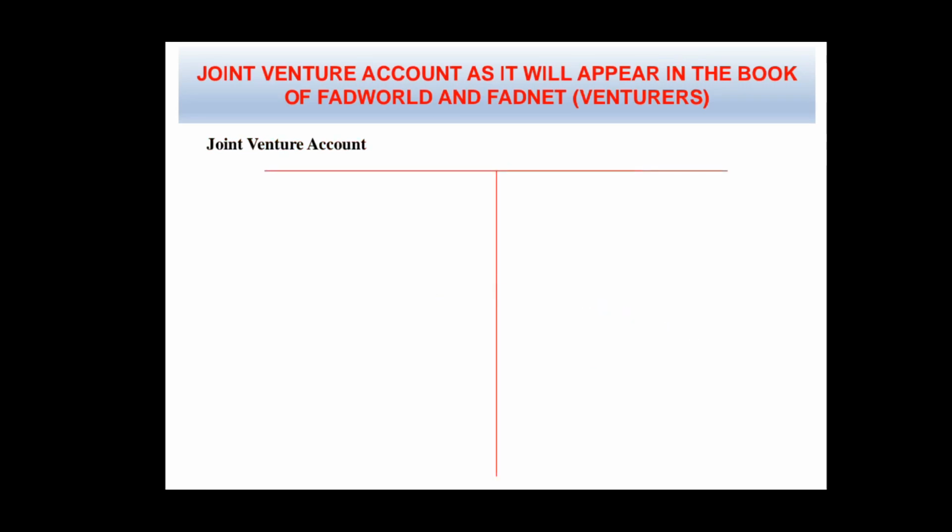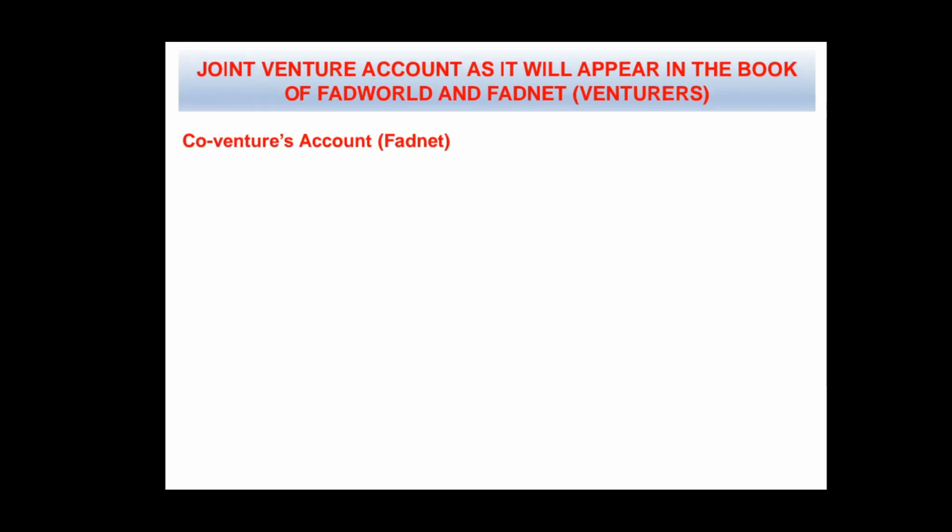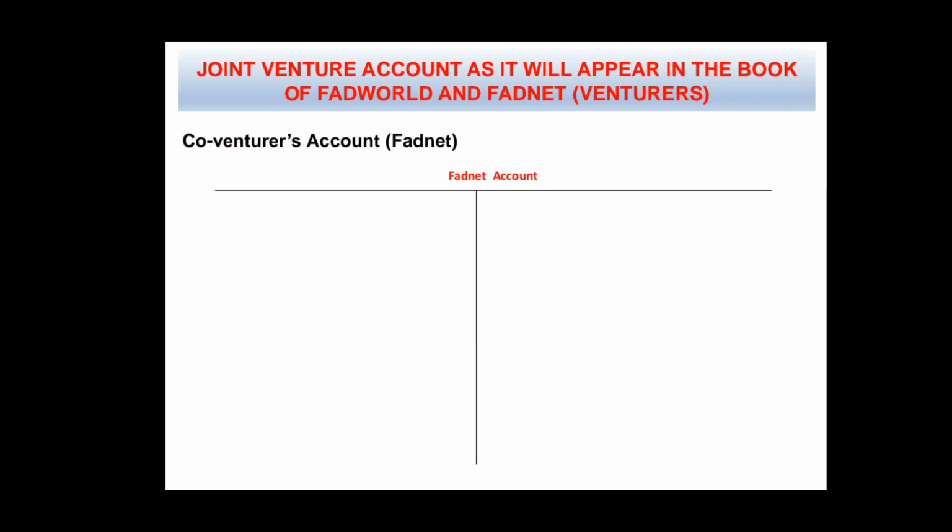So this is a joint venture, so we put the title joint ventures account, and the unit of measurement, this is naira, in this case naira, that's joint ventures account. At the same time, co-venturers account. Who is the co-venturer in this case? It is Fadnet. So we draw the T account, Fadnet account, and we also put the unit of measurement. So let's go back to the question.